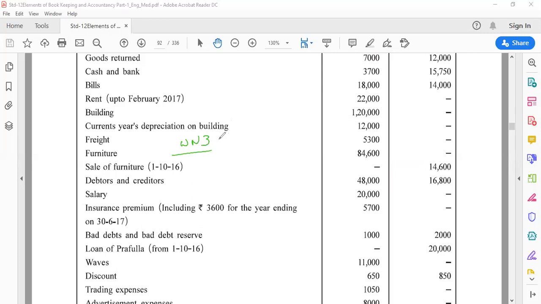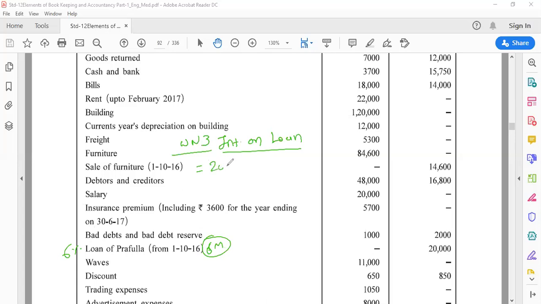Interest on loan. So to calculate interest on loan, two things require. One, percentage, and second, date. Date is given. This is for 6 months. 6 month interest you have to calculate. But what about rate of interest? So Prafulla is a partner. So when partners' rate of interest is not given, then you have to take 6%. So this is 6%. Now calculate interest.